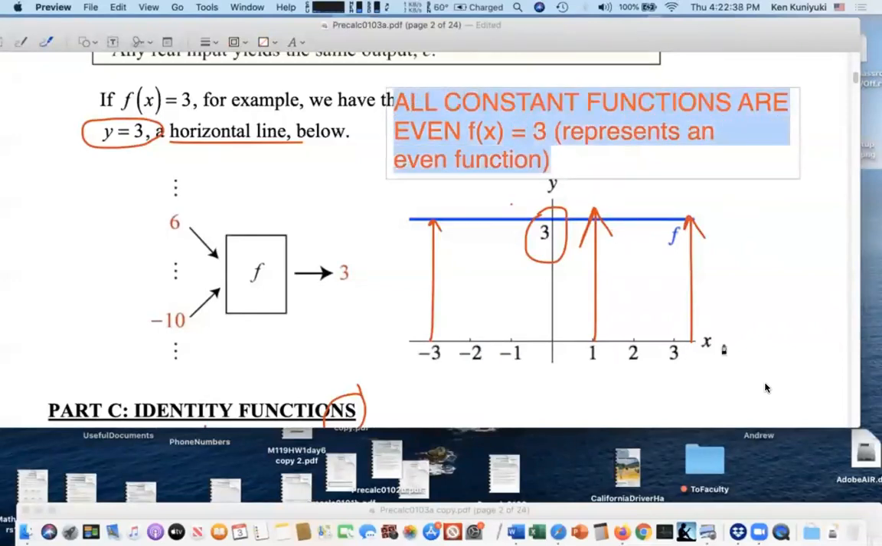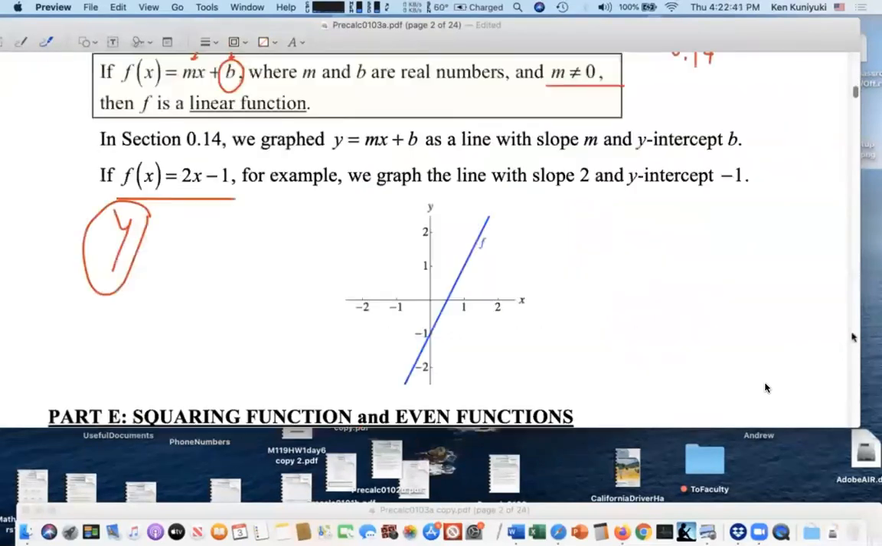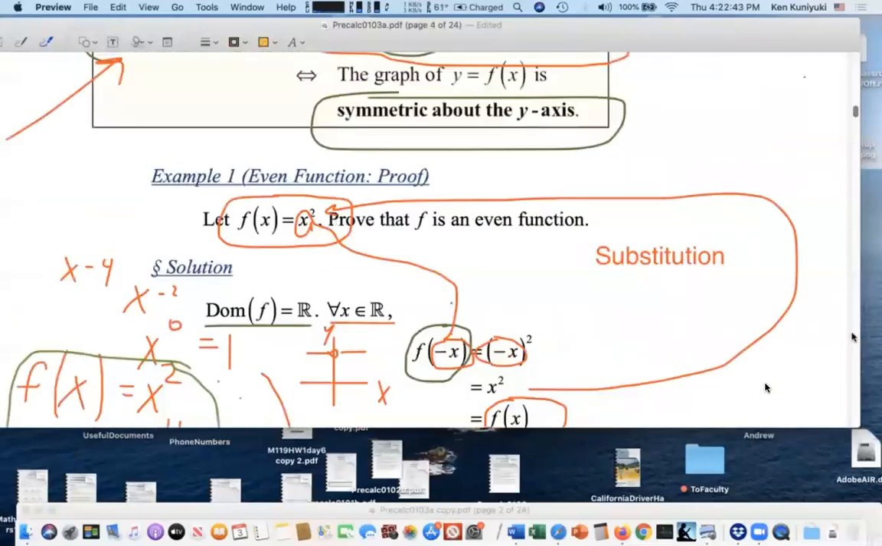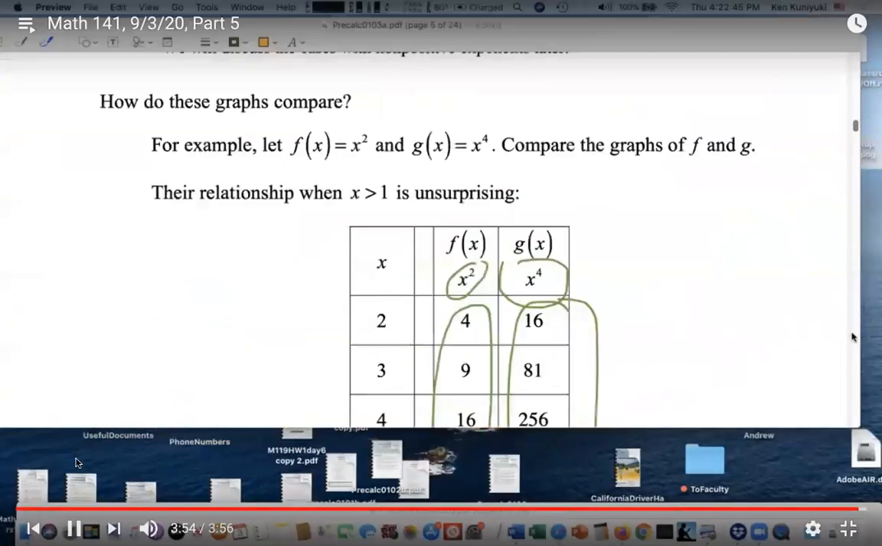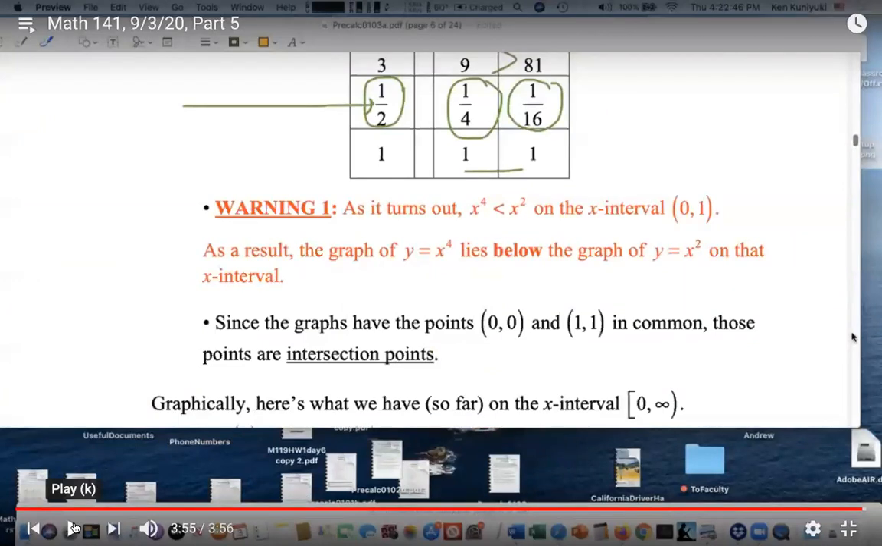I know that's confusing. Next up, what happens if we have y equals x to a negative integer? How do you graph those things? That's next.